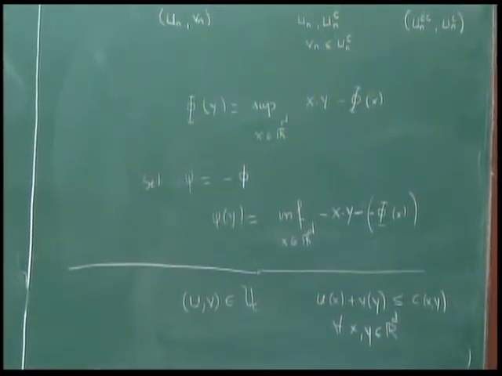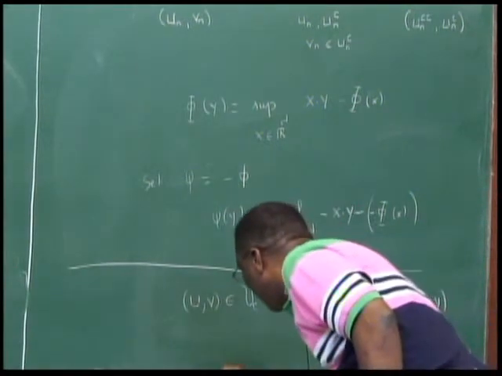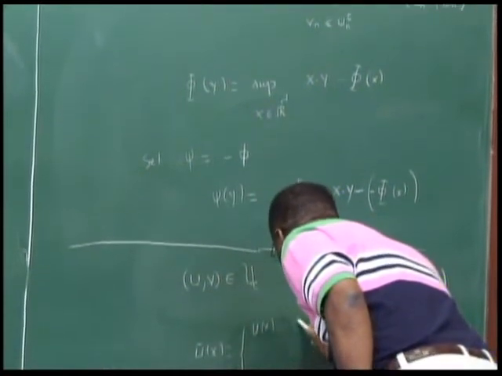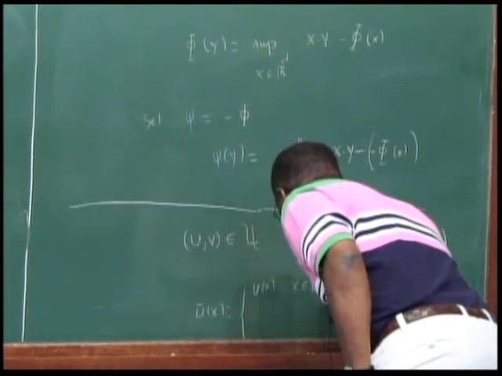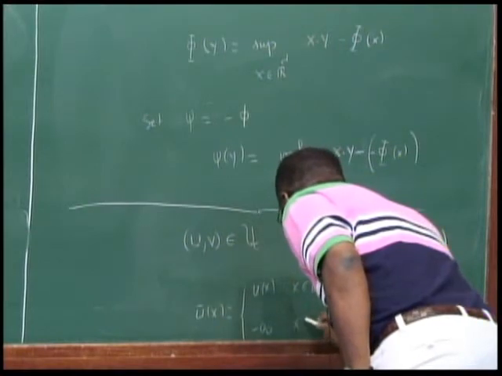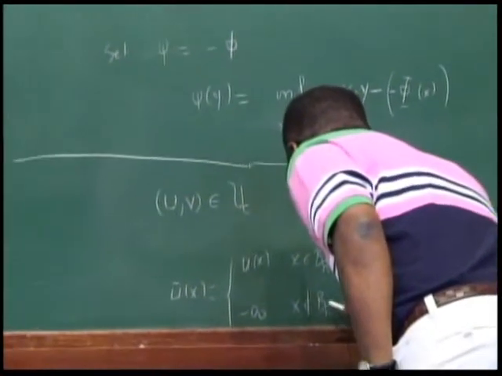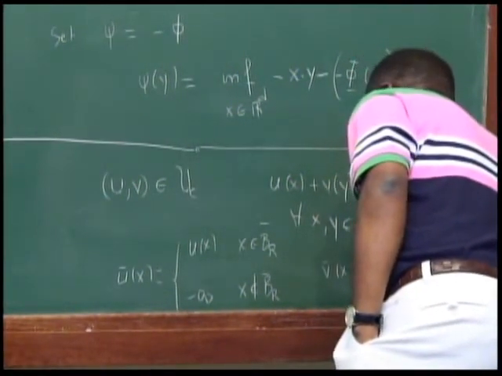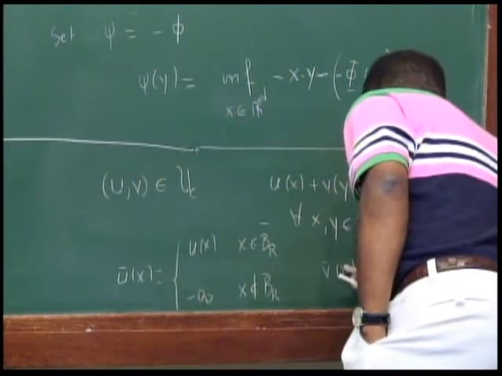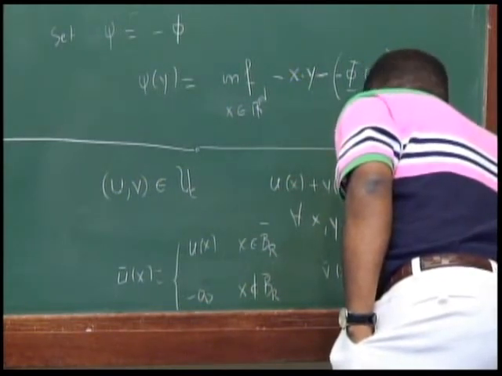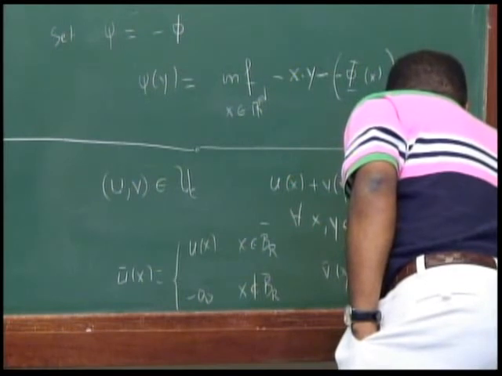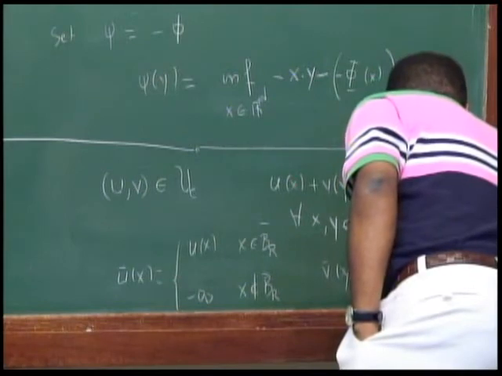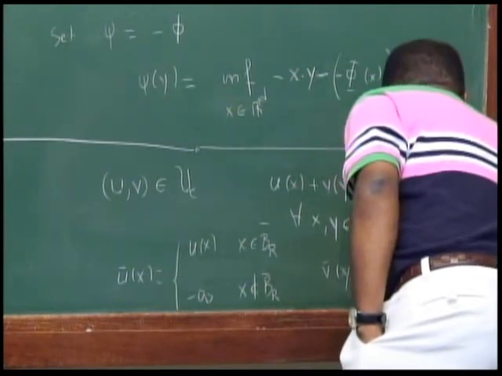Now, let me introduce ū of x to be u of x when x is in the ball of radius r, and negative infinity when x is not in the closed ball of radius r. v̄ of y to be v of y when y is in the ball of radius r, and negative infinity if y is not in the closed ball of radius r.